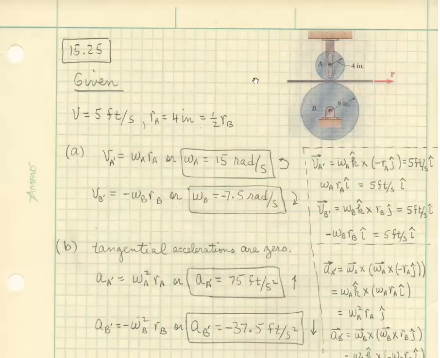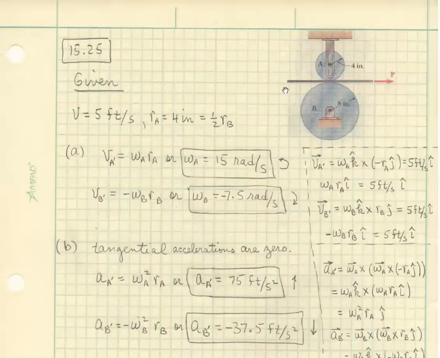Problem 15.25 involves a belt being drawn between two cylinders. The top cylinder is A with a 4-inch radius, and the bottom cylinder is B with an 8-inch radius. It's being drawn through without slipping at a speed of 5 feet per second. So V is equal to 5 feet per second. R sub A is 4 inches, which happens to be 1/2 of R sub B.